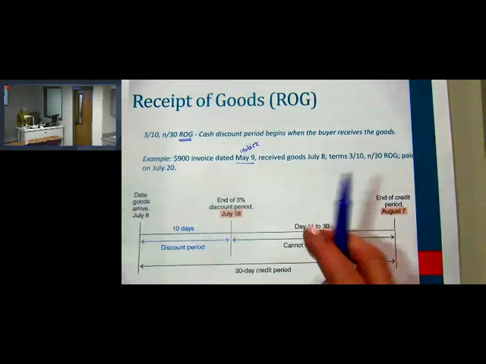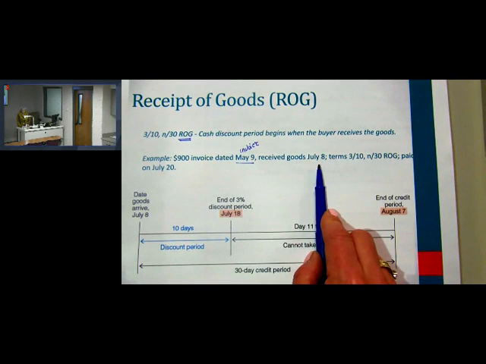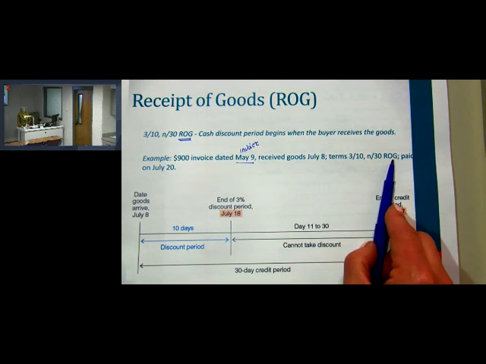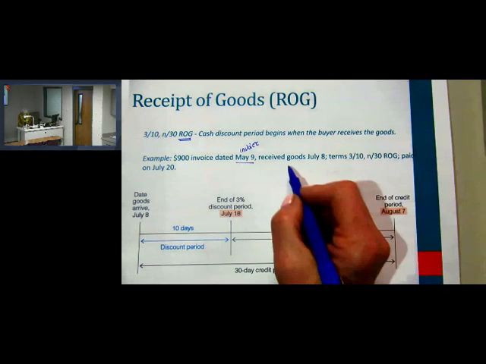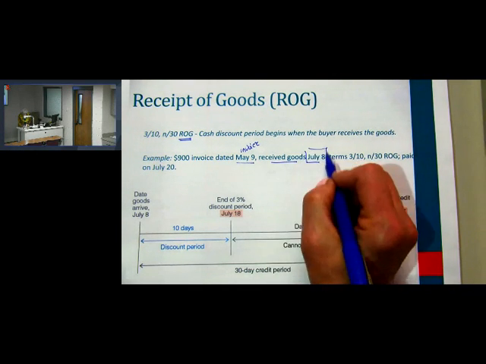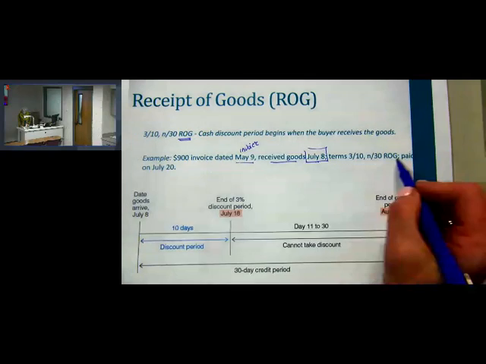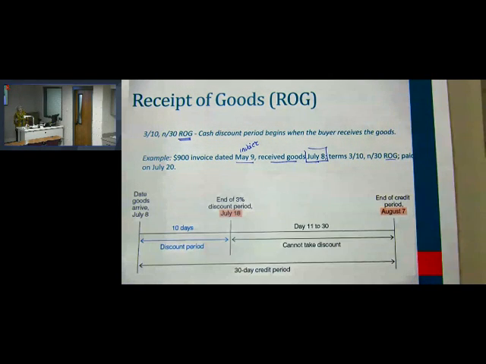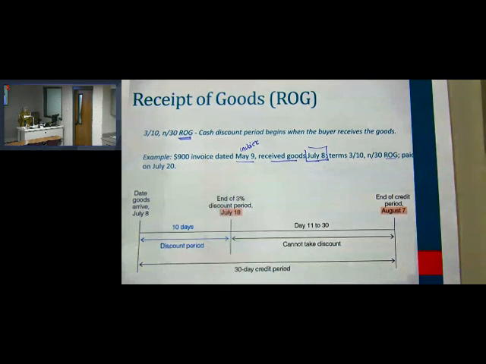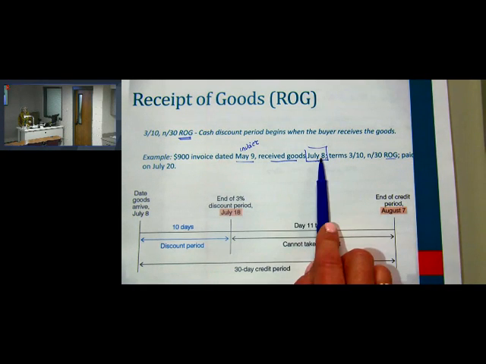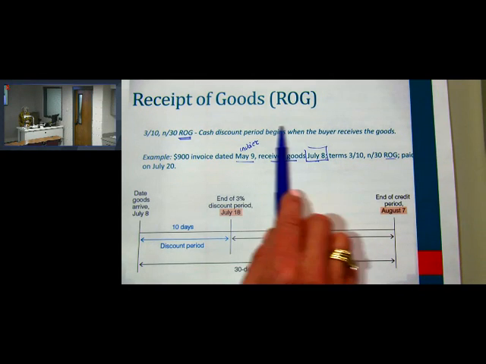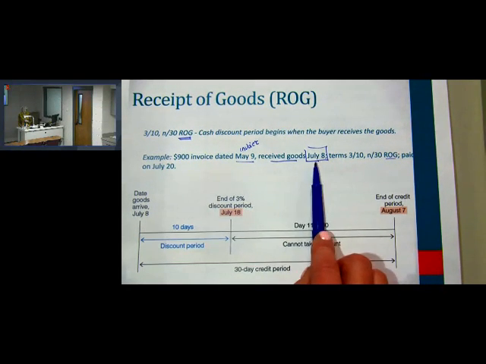But you don't get the goods until July 8th. If you have an ROG on here, always use the receipt of goods date of July 8th as the beginning of your credit period and your discount period both. All right? So once again, ROG, you'll have on any problems that you see in Connect or in your book, if it's an ROG, you're going to see two dates. One will be the invoice date and the other one will be an ROG date, the receipt of goods date. Just ignore the invoice date. Your discount period and your credit period both start with the ROG date.